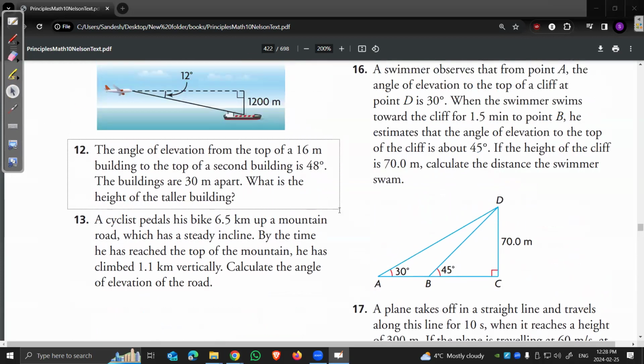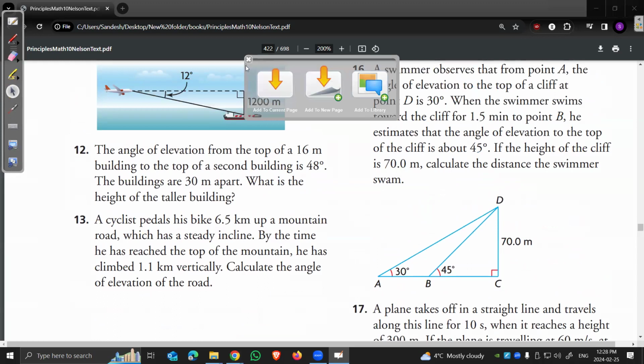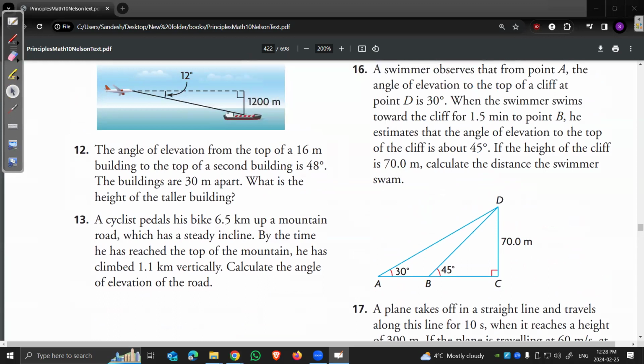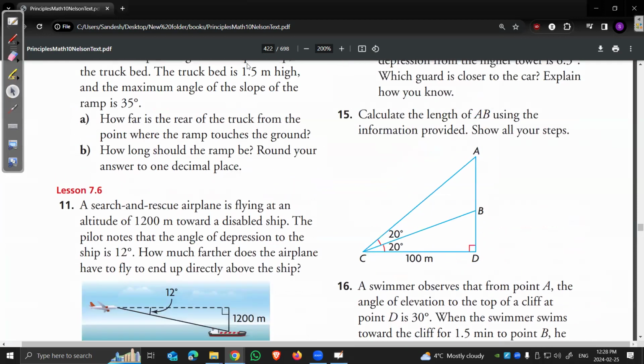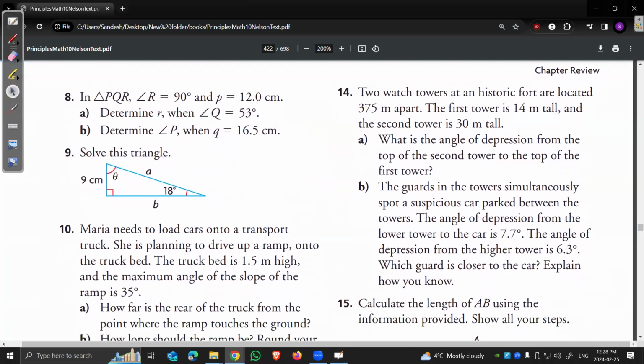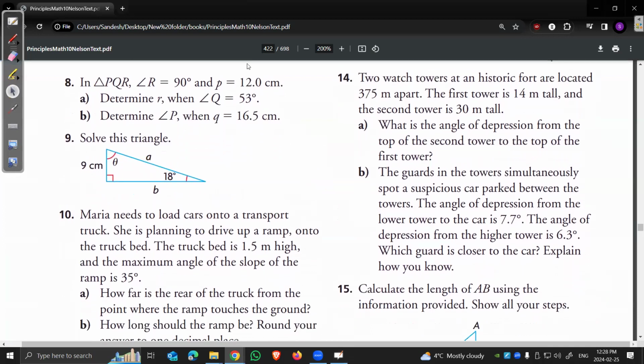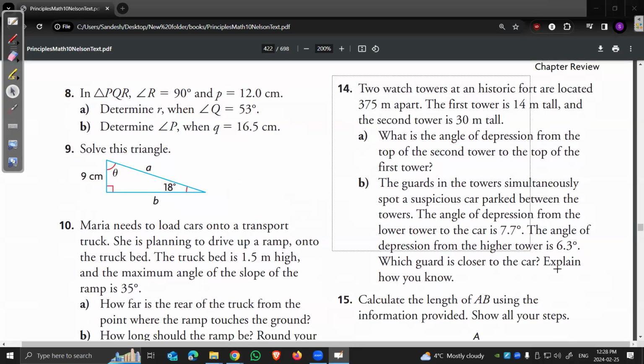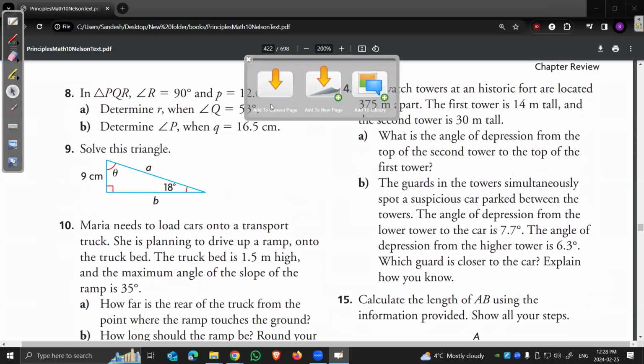This one doesn't have a diagram. I think we did this one. Let's try maybe this one.